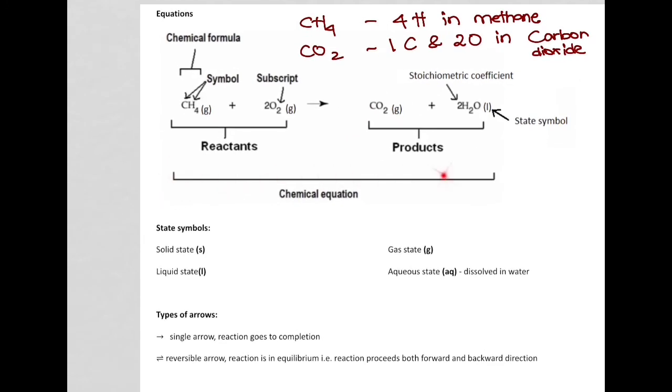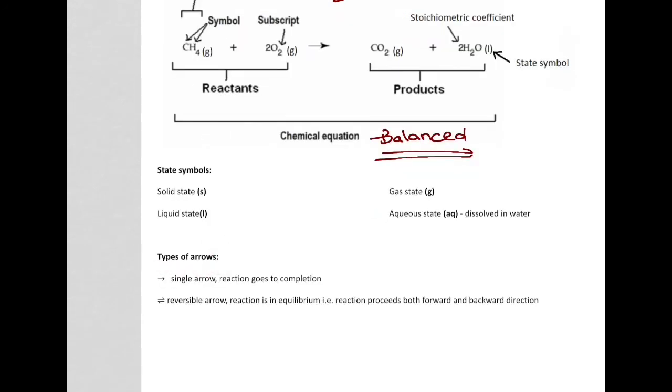Now, this is a chemical equation. And on the left-hand side, you have the reactants. And on the right-hand side, you have the products. This is always like this. And every chemical equation that you write needs to be balanced. Another important part of understanding the symbols is the use of arrows. A single arrow shows that the reaction goes to completion, and a reversible arrow shows a state of equilibrium, which means that the reaction proceeds in both directions.